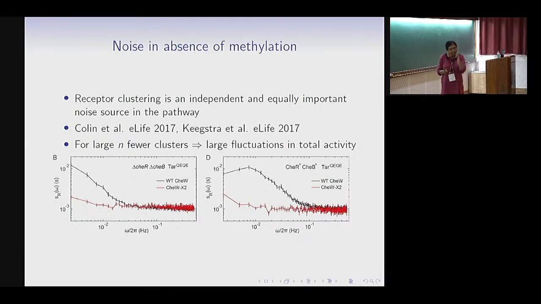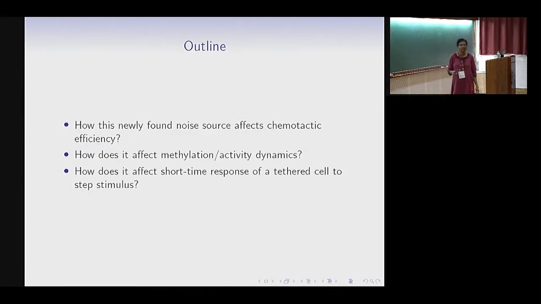However, when you disrupt the receptor cooperativity, when you do not allow them to form this cluster, the activity fluctuations are negligible. So this experiment concludes that receptor clustering is an independent and equally important noise source in the pathway. And the question we are asking is how this newly found noise source affects different aspects of chemotaxis. So in this talk, I will mainly focus on these three questions.